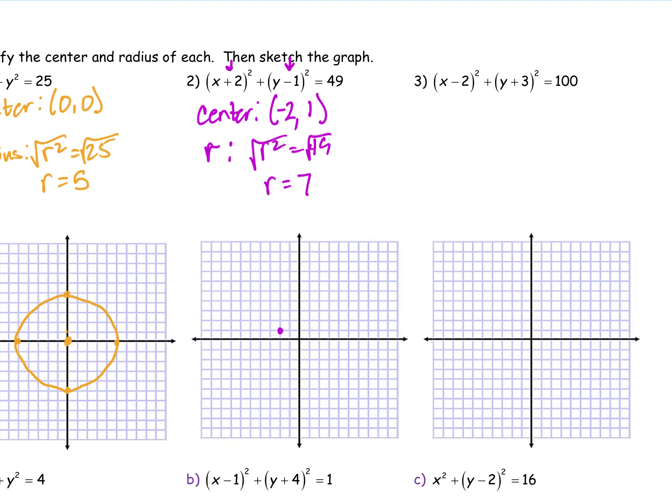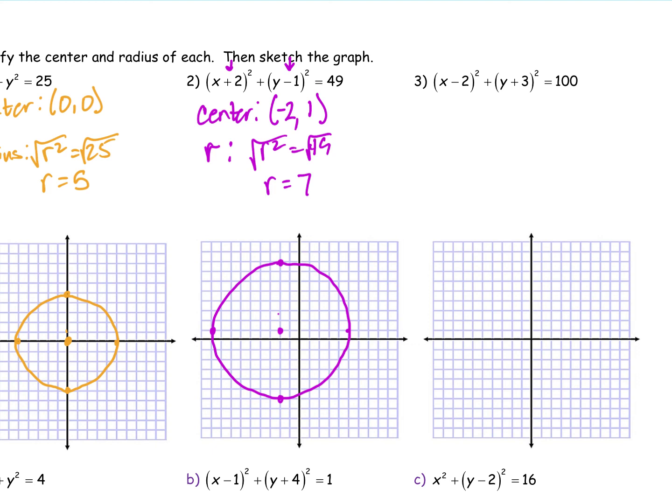And from the center of my circle, I'm going to count 7 left, right, up, and down. 1, 2, 3, 4, 5, 6, 7. And then attempt to draw. There we go. Not too terribly bad. A circle. Questions?